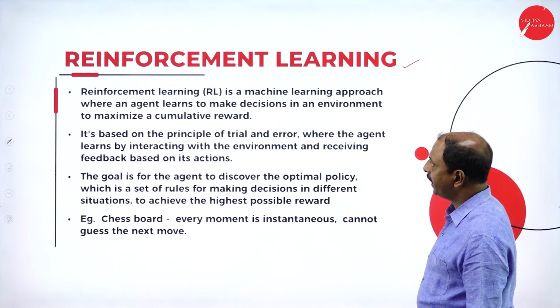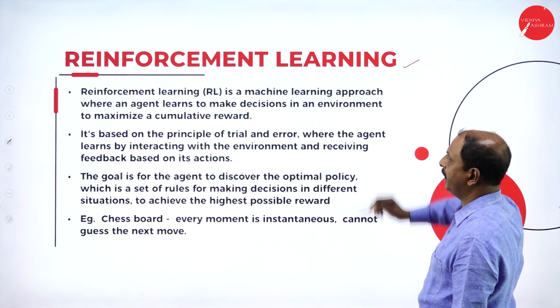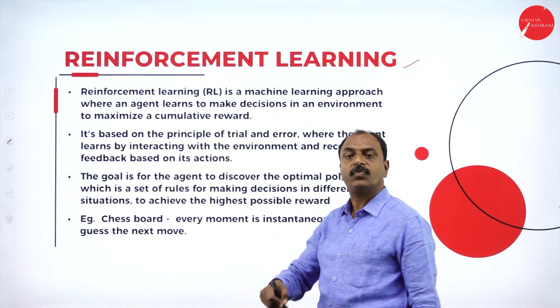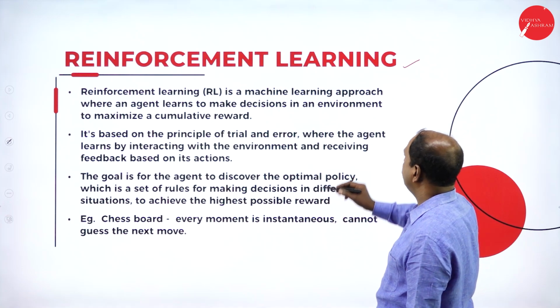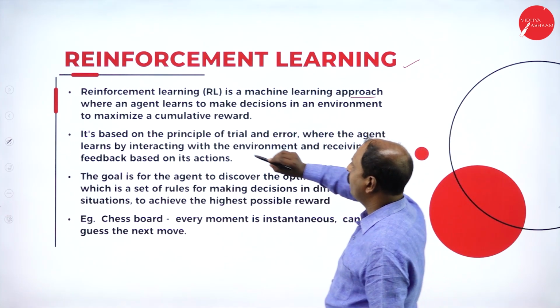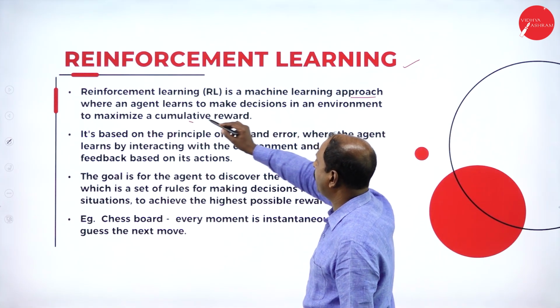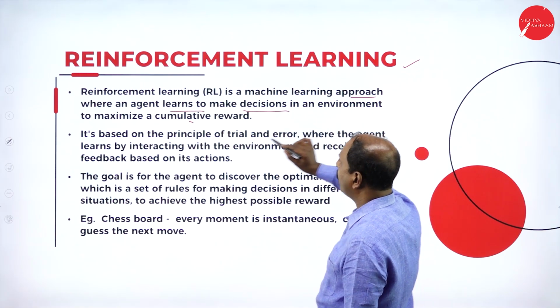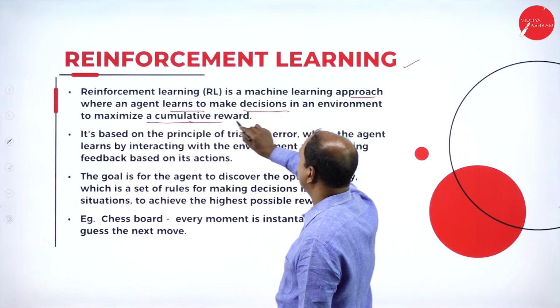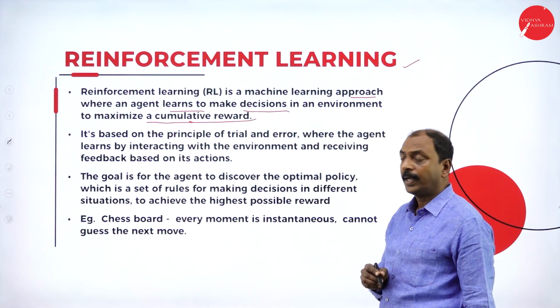So in the next slide, reinforcement learning. Another category, or another form of learning, is reinforcement learning. It is a machine learning approach where an agent learns to make decisions in an environment to maximize a cumulative reward.